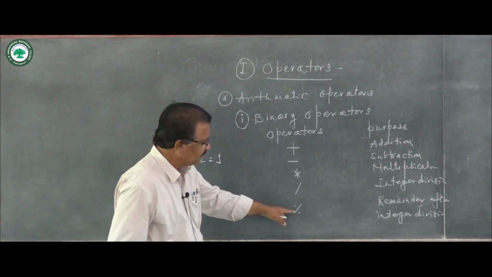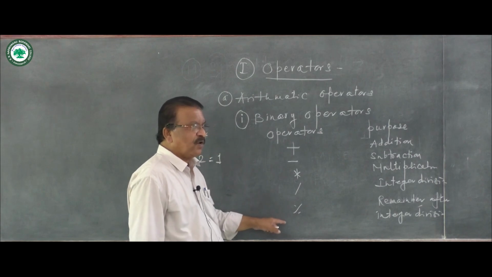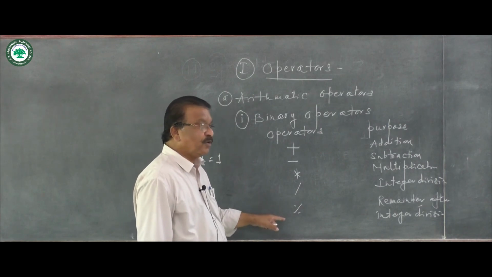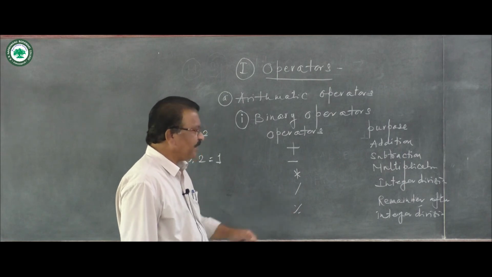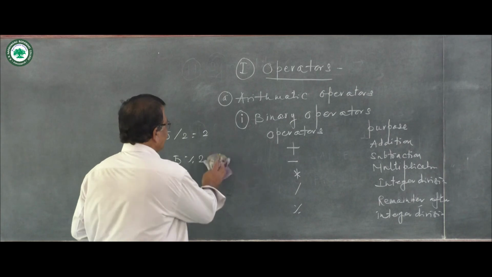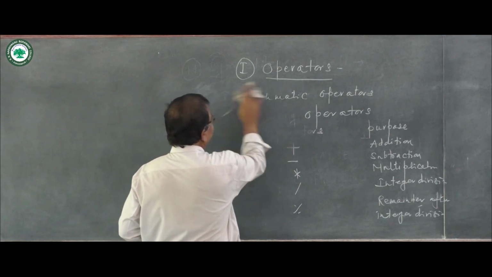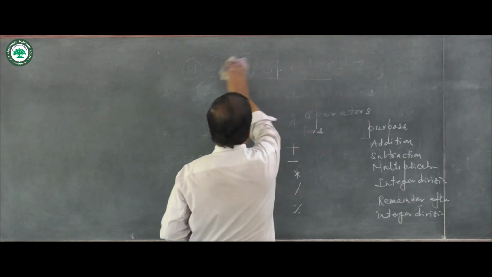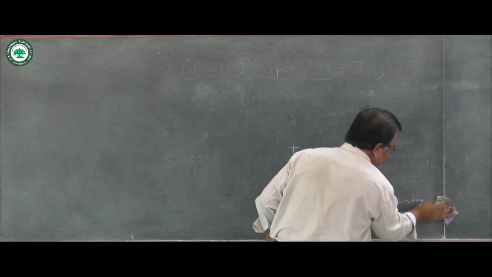This percent, or remainder after integer division, is also called modulo division or modular division, and the operator is called the modulus operator. Then in arithmetic operators, we will go to the next type of operators.